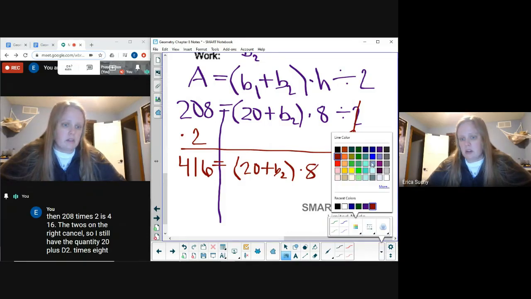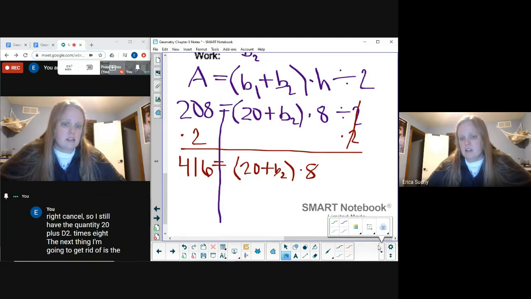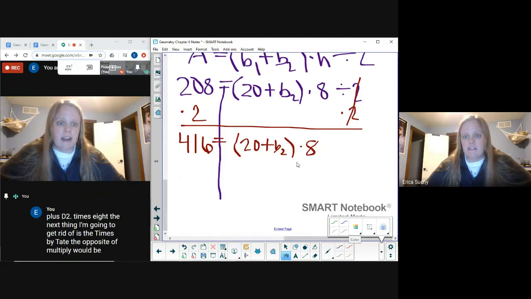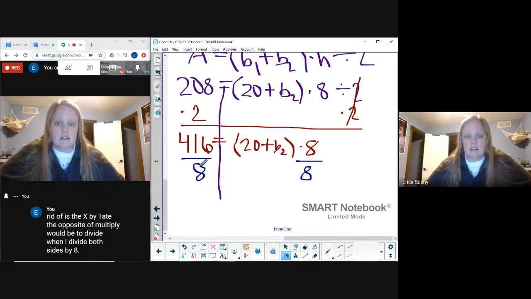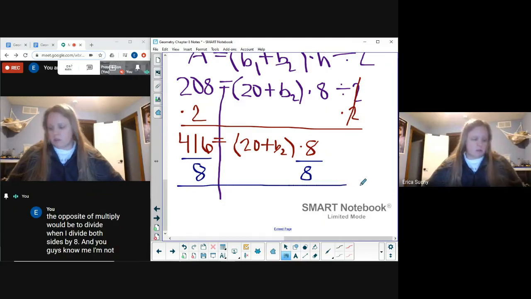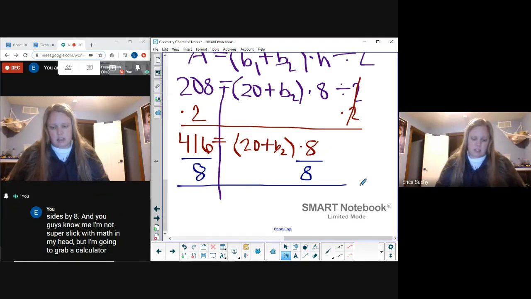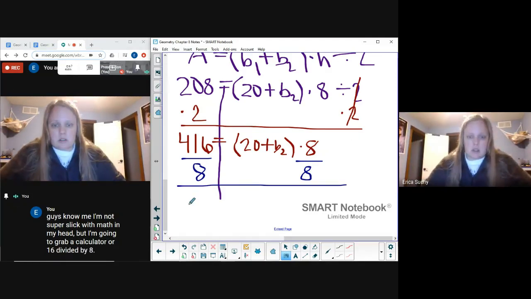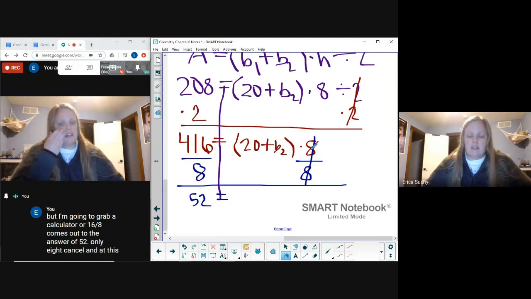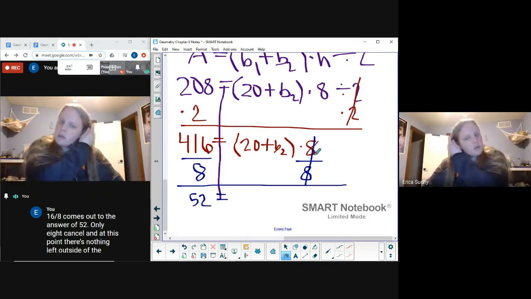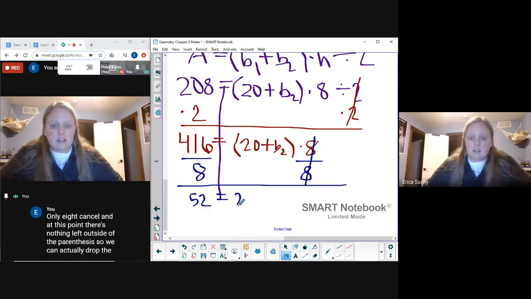The next thing I'm going to get rid of is the times by 8. The opposite of multiply would be to divide. I'm going to divide both sides by 8. And you guys know me, I'm not super slick with math in my head. So I'm going to grab a calculator. 416 divided by 8 comes out to the answer of 52. And then the 8's cancel. And at this point, there's nothing left outside of the parentheses. So we can actually drop the parentheses and just have 20 plus base 2.